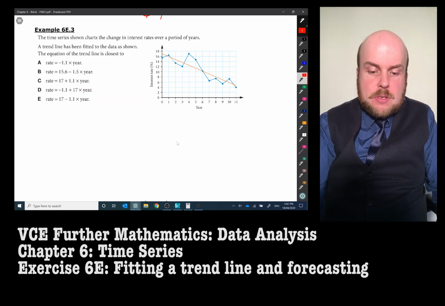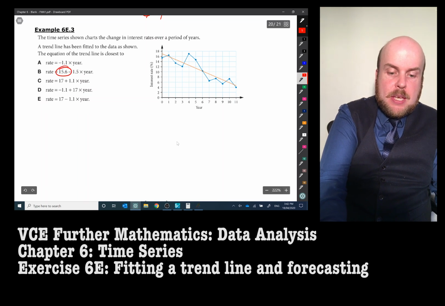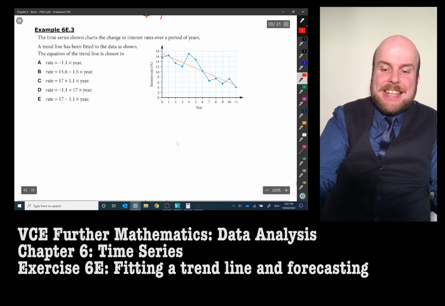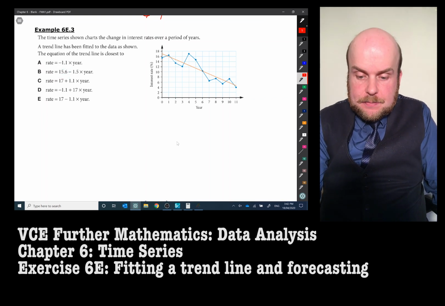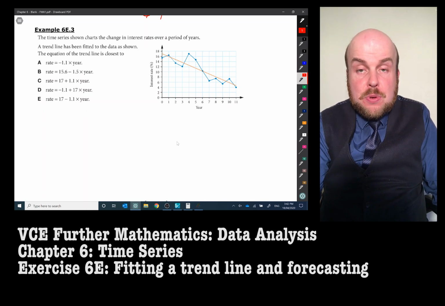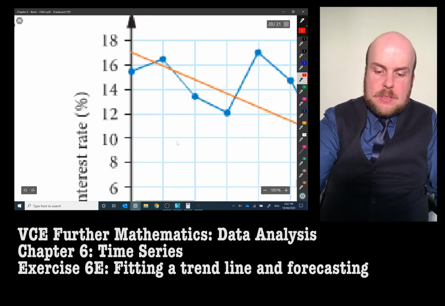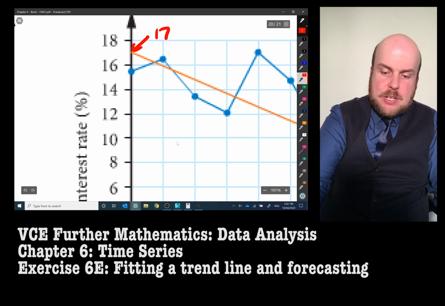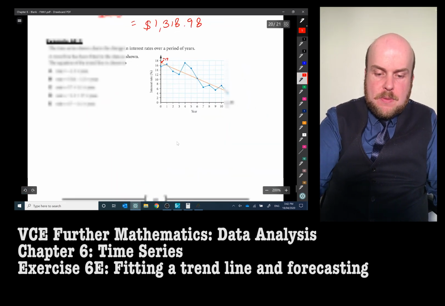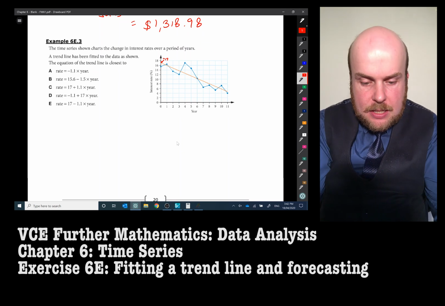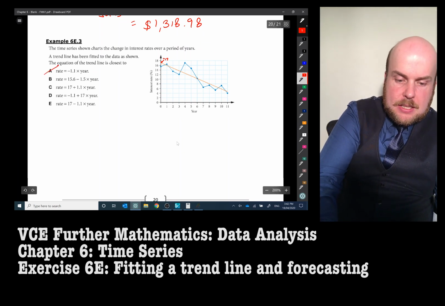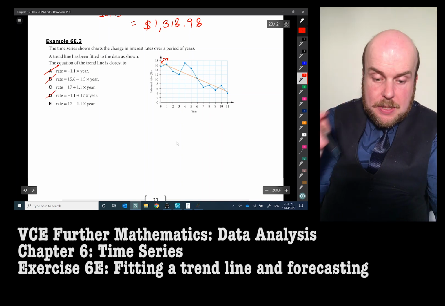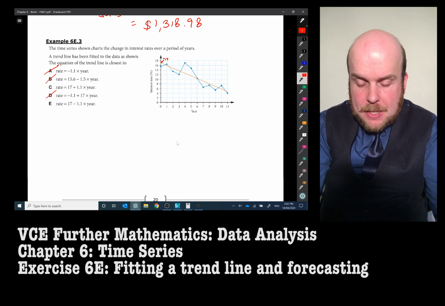So the first thing I would do is just remember that this first number in each of these is the intercept. Now, thankfully, we've got our intercepts all here, and it starts at 0, so I can actually use the numbers on here. So it's about 17-ish. So whichever one has an intercept around about 17, we can eliminate this one. So anything that doesn't have a 17 in it, we can eliminate. So it's either got to be C or E.